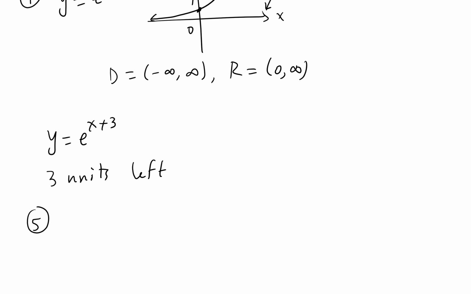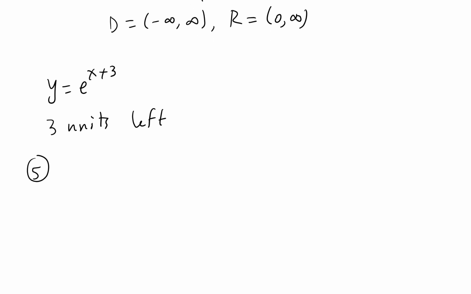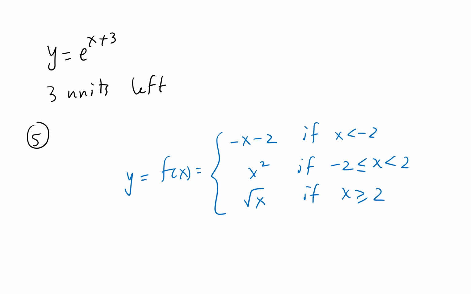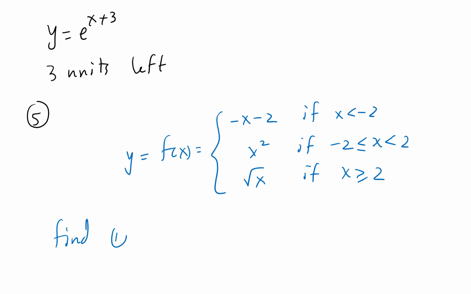How about if they ask us to graph a piecewise function, say y equals f of x, say -x minus 2 under the condition x is less than -2, x squared if x is from exactly -2 to less than 2, and square root of x if x is bigger than or equal to 2. We need to find f of -1, f of 9, f of -4. We're going to find them and then graph it.